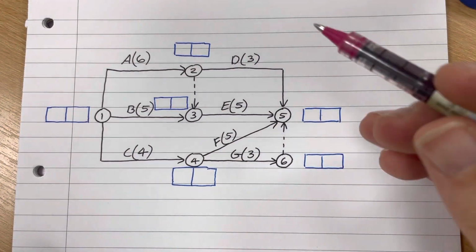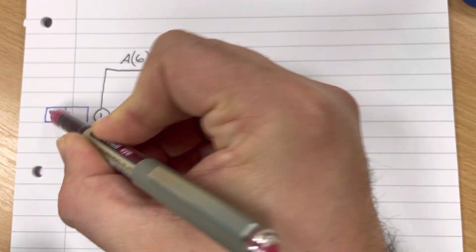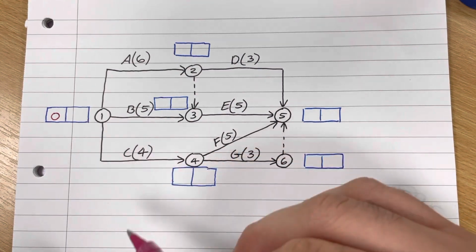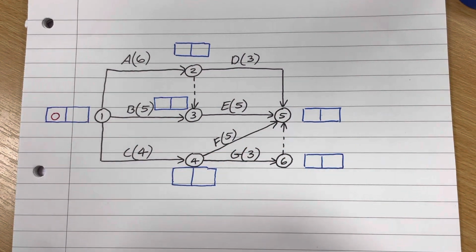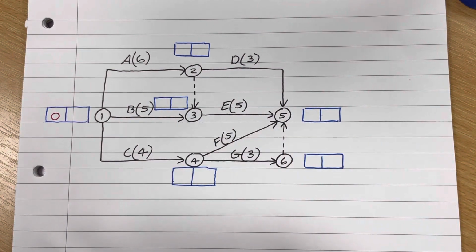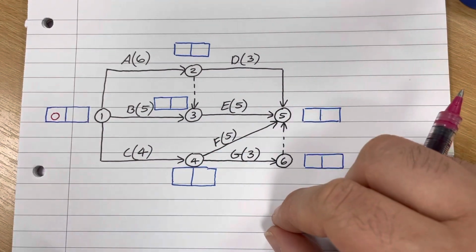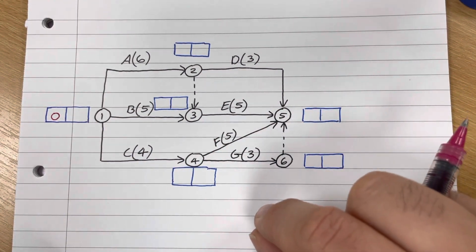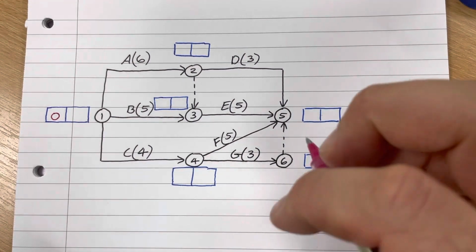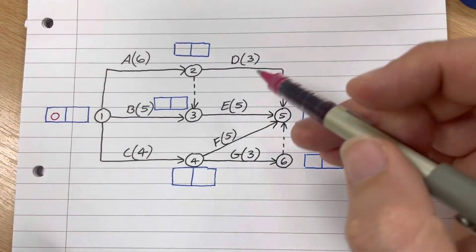Okay, so performing CPA, we pop a 0 on the start node, which is the only node in the network which doesn't have any arrows going into it. Forward pass, we're going to add the durations, we're going to follow the arrows, and we're going to take the biggest number. And the only difference is we've got dummy arcs, and in terms of CPA, a dummy arc will count as an activity with a length of 0.